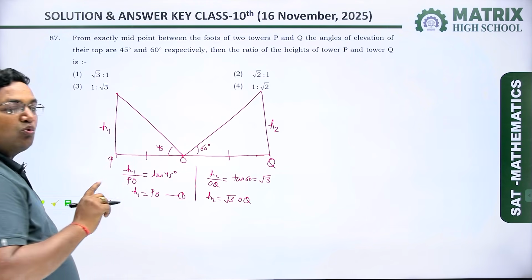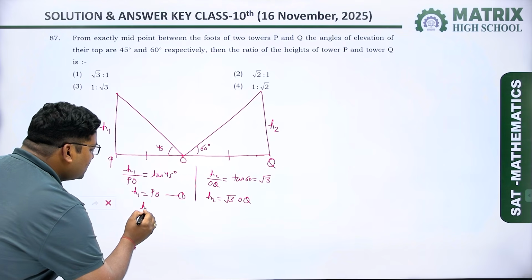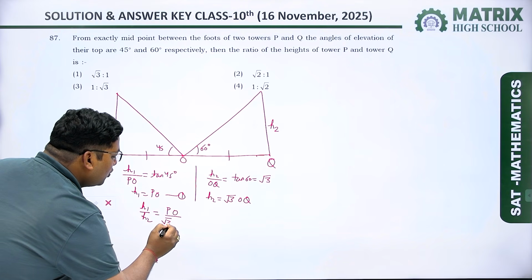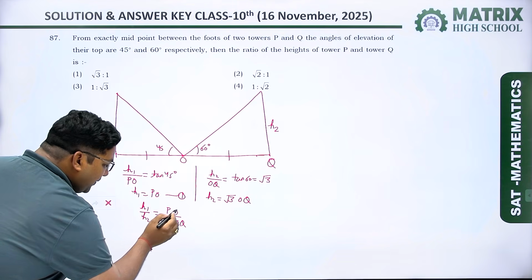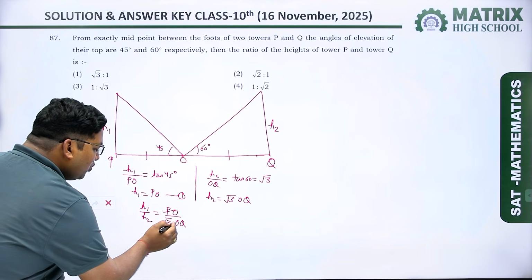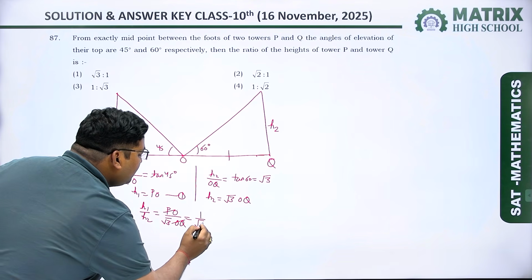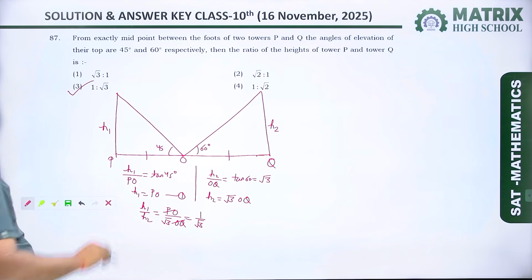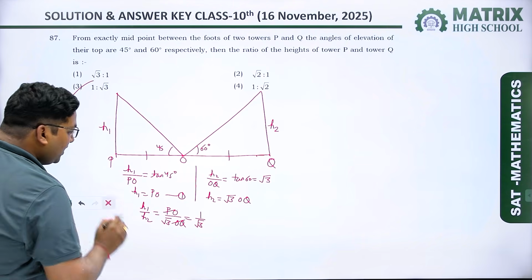Now we have to find out h1 upon h2. So h1 upon h2 equals PO upon root 3 into OQ, and PO and OQ are equal. So PO and OQ cancel out. So the ratio of these two tower heights is 1:√3, which is in option 3. So option 3 is the right answer. Now coming to the next question.